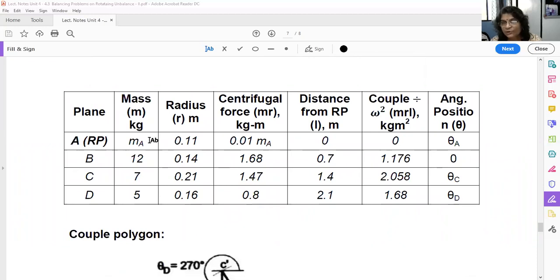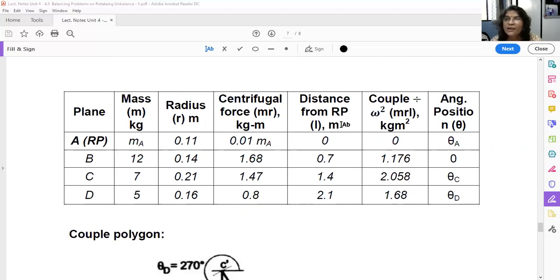Write down the masses. Only MA is unknown. Remaining masses are known to us. All radii are known to us, written in meters. Then the next column is centrifugal force divided by omega square, that is only M into R. So the product of these 2 columns will be given here. So this is 0.01 MA. This is the only unknown component. The remaining 3 are known in magnitude.